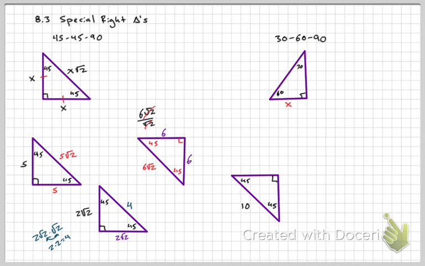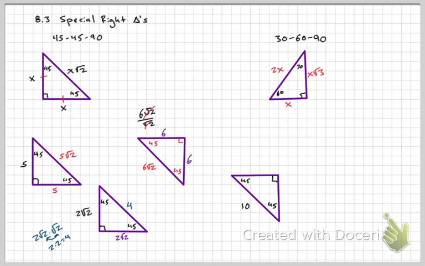Because here's the relationship. If your 60-degree leg is x, the hypotenuse is 2x. It's double the length. The 30-degree leg is whatever the 60-degree leg is times rad 3. And here's kind of how I remember that. 30 has a 3. Rad 3 has a 3. So I know the 30 leg is always the one that has the x rad 3 attached to it. Okay?